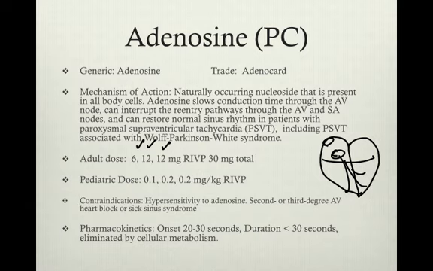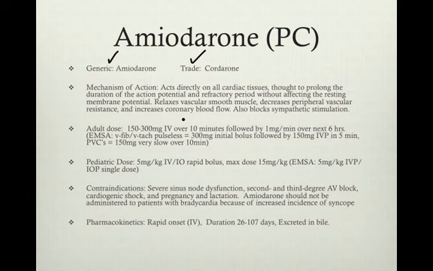Also blocks sympathetic stimulation. Now, we have multiple areas. Whenever this has a Vaughan Williams classification, let's start this off like this, of a potassium channel blocker, or a class 3. Now, that's not all it does. It's a multi-use antidysrhythmic. So it does do that.